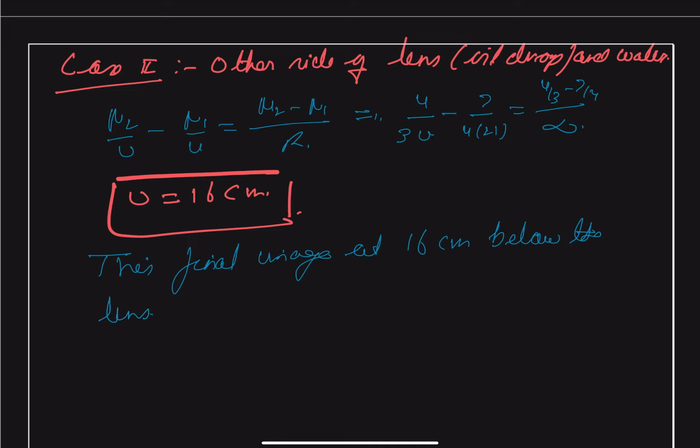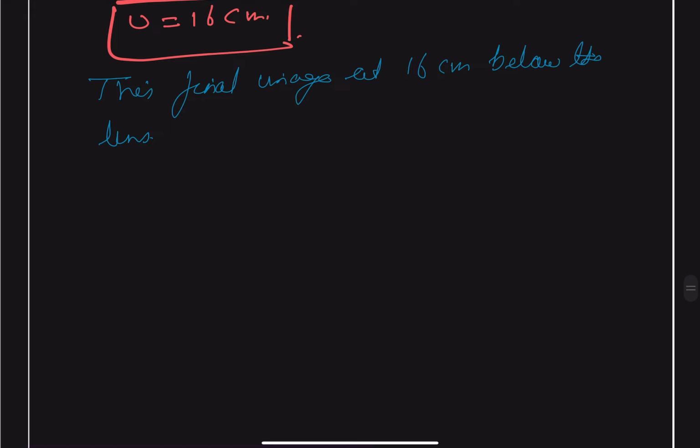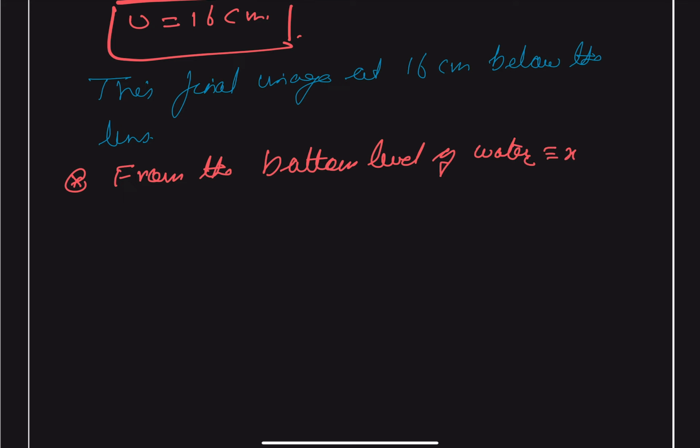And we need to find out the distance x from the bottom level of water, which is our x. So we can say our x is equal to 18 minus 16, giving us 2 centimeters.